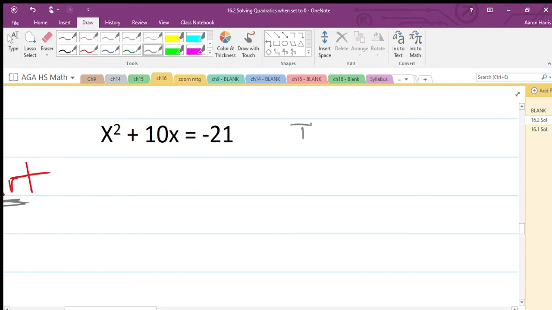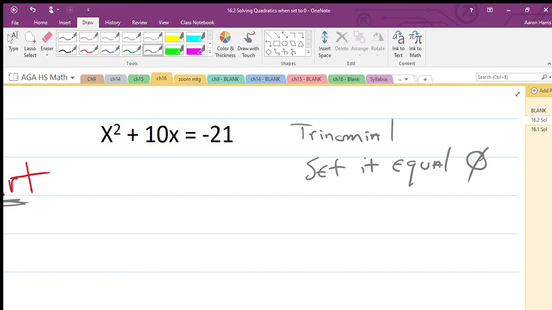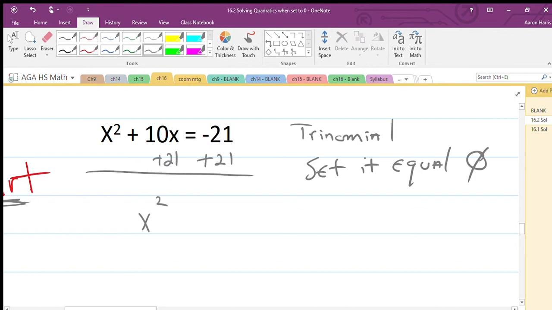What you want to do is get it into a trinomial, or you basically want everything on one side, okay? Which means set it equal to what? 0. And how do I do that in this problem? Well, 21 is the only thing on the right side of this equal sign. I want everything on the left. So here we go. So I'm going to add 21 to this side. I'm going to add 21 to that side. And what do I get? X squared plus 10x plus 21 equals 0.